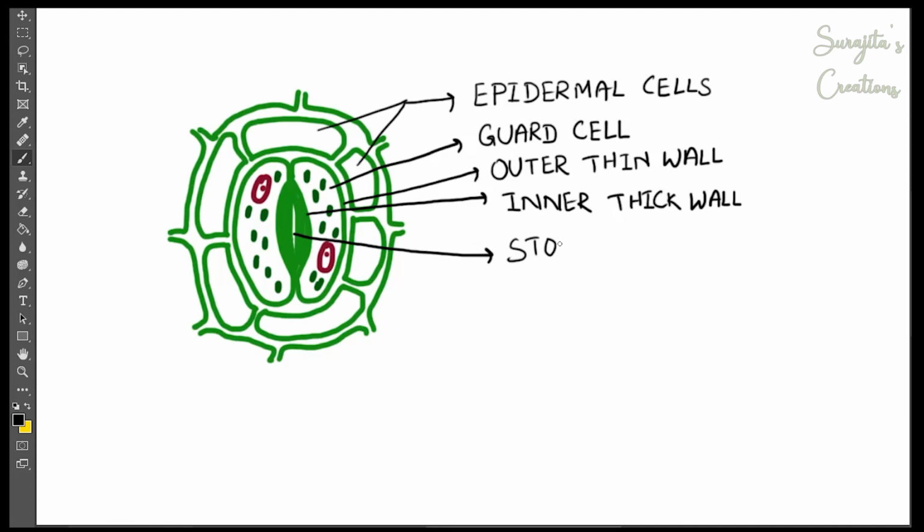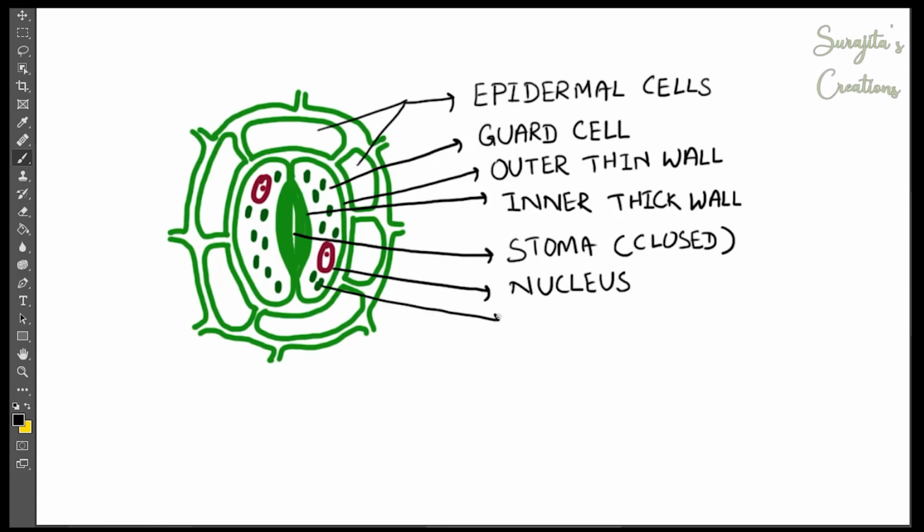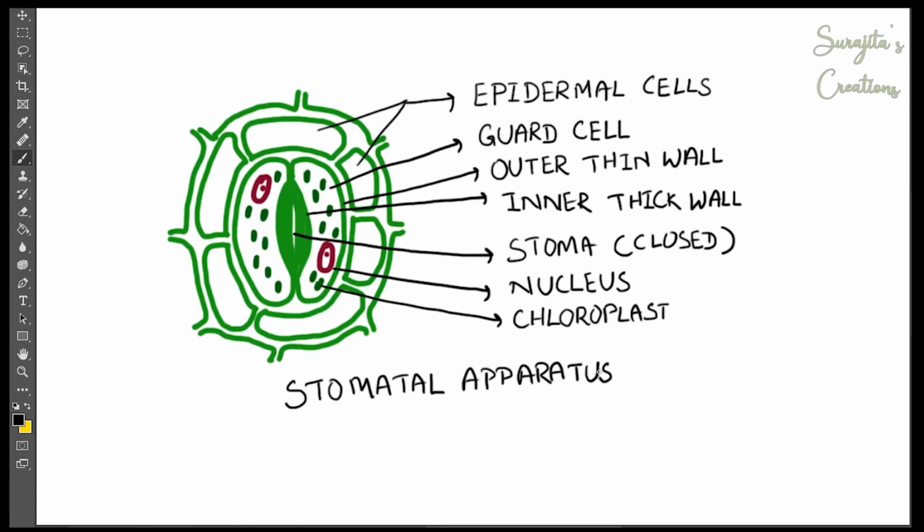This is the stoma, but it is closed. Only to show the structure of the stoma, it is shown as if it is partly opened. A narrow gap indicates the presence of the stoma. This is the nucleus. It is the chloroplast. So this is the completed diagram of the stomatal apparatus where the stoma is closed.